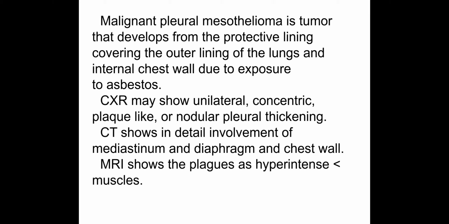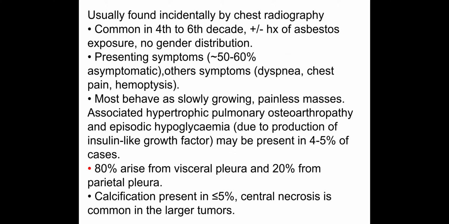Malignant pleural mesothelioma is a tumor that develops from the protective lining covering the outer lining of the lungs and internal chest wall due to exposure to asbestos. X-ray shows unilateral concentric plaque-like or nodular pleural thickening. CT shows in detail involvement of mediastinum, diaphragm and chest wall. MRI shows the plaques as hyperintense, less than muscle.